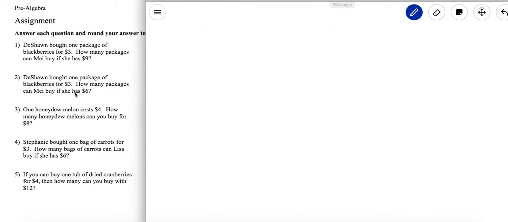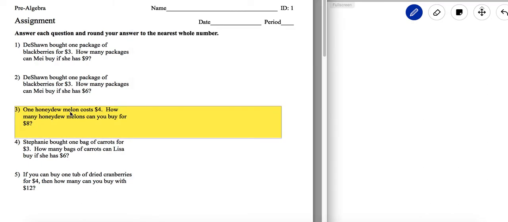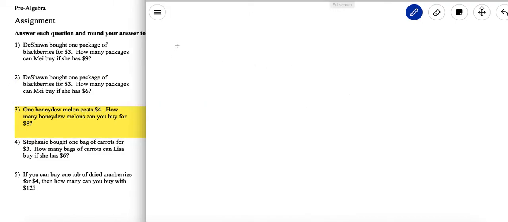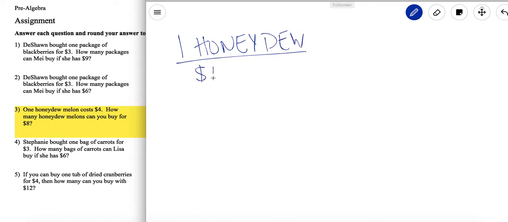Let's do another one right over here. 1 honeydew melon costs $4. How many honeydew melons can you buy for $8? So again, just read the first sentence. 1 honeydew melon costs $4. So we're going to do 1 honeydew is $4. How many honeydew can you buy for $8?